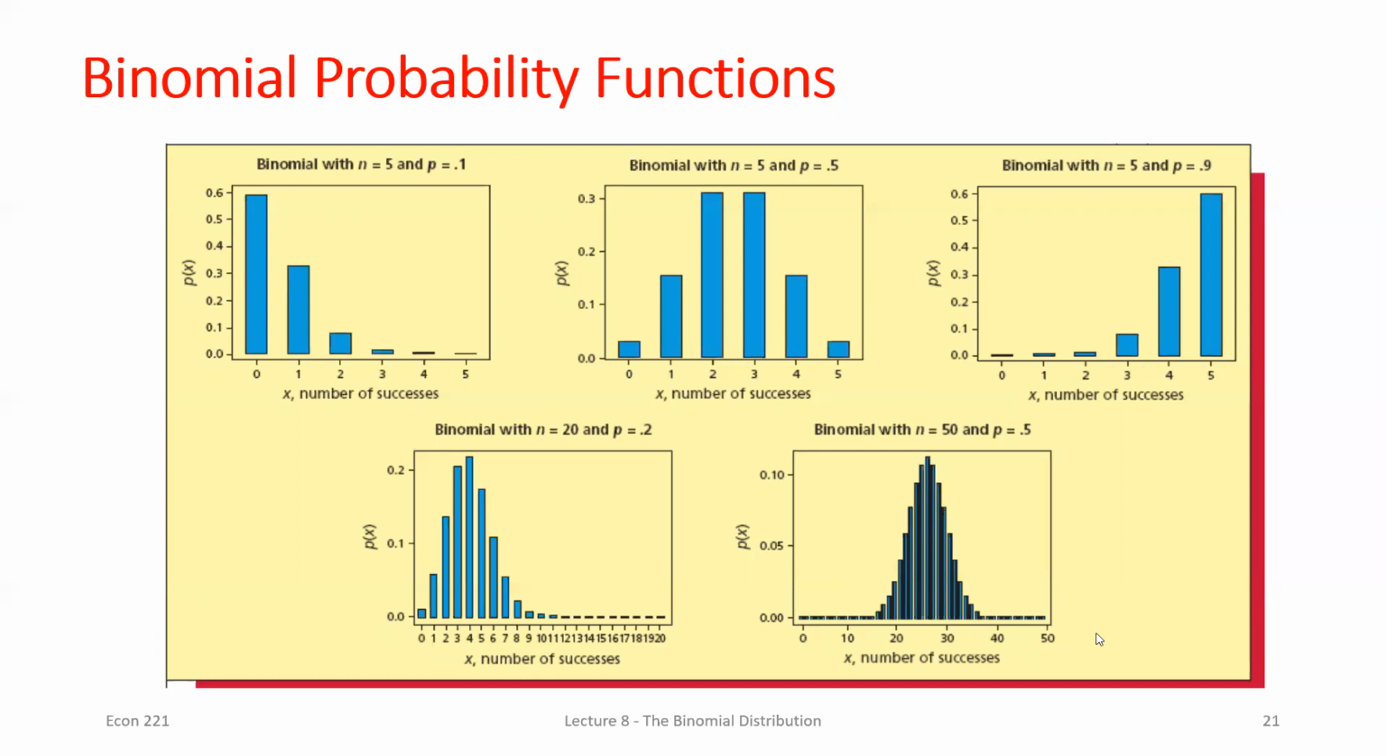Yeah? I have a question about, so like in the first one, it says that the number of trials is 5, that's probability 0.1. Yep. So your expected value would be 0.5. Mm-hmm. So why are 0 and 1 not equally as likely?